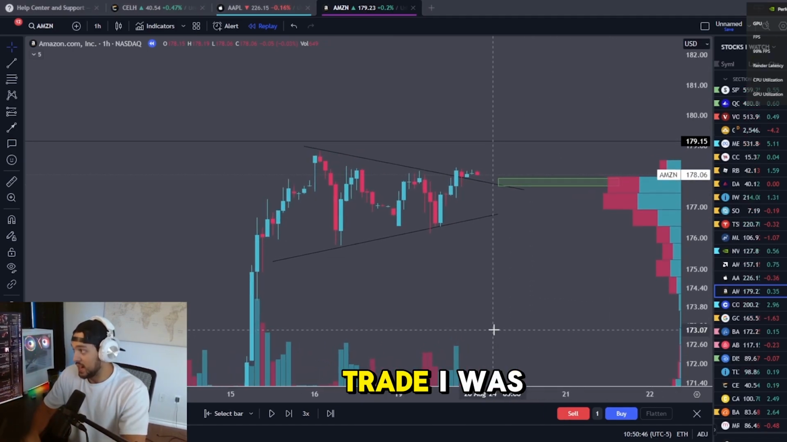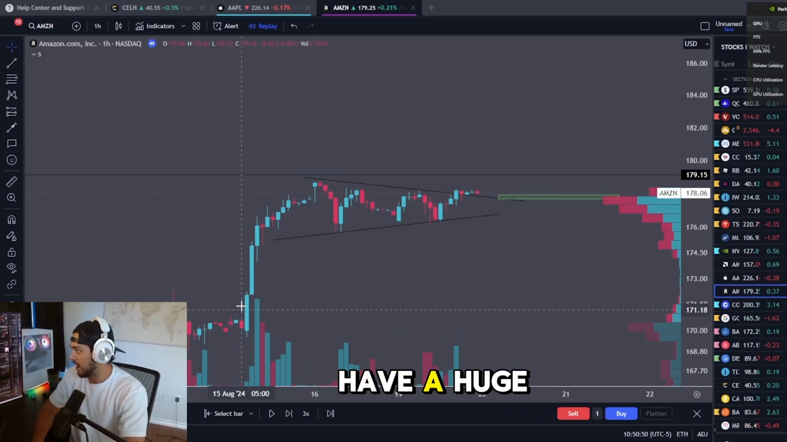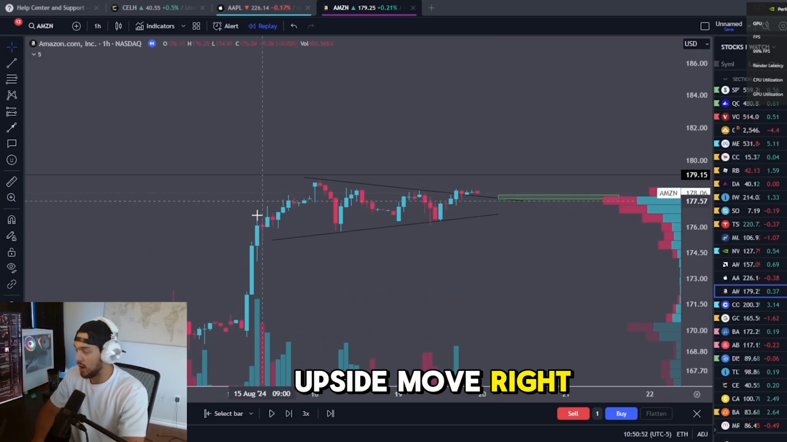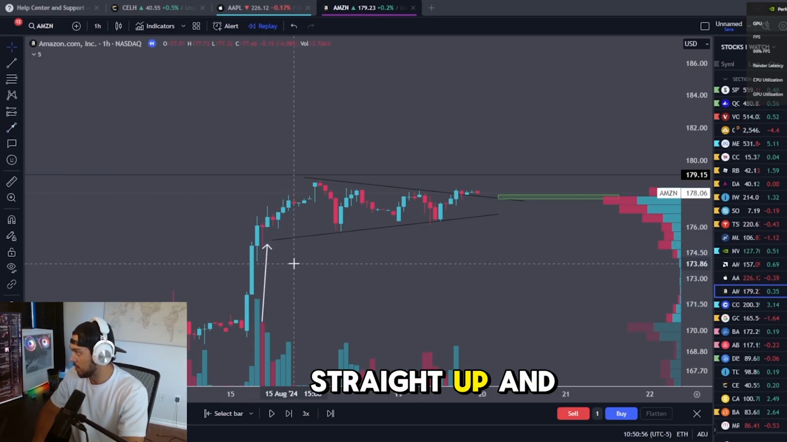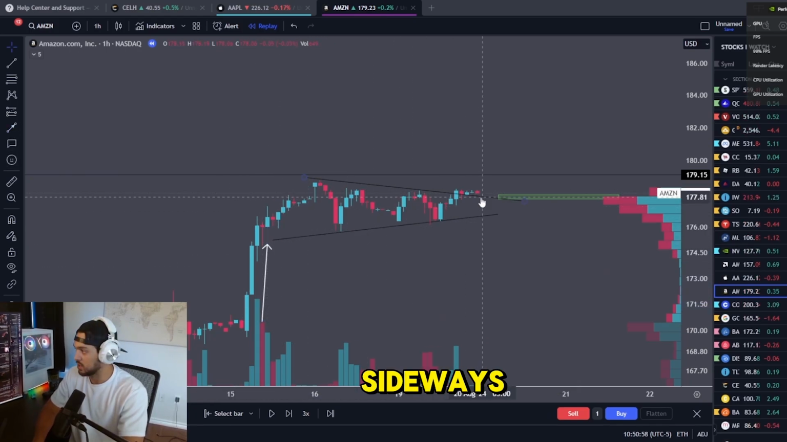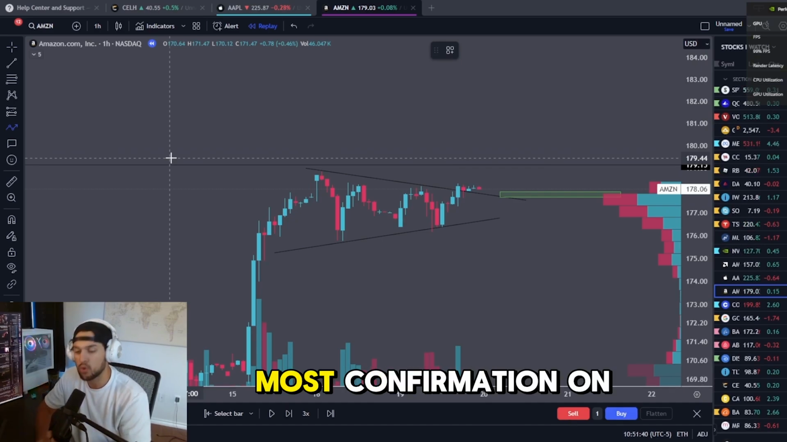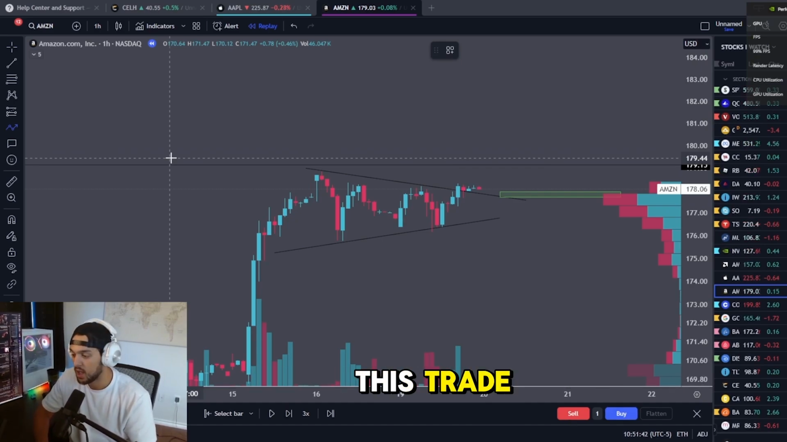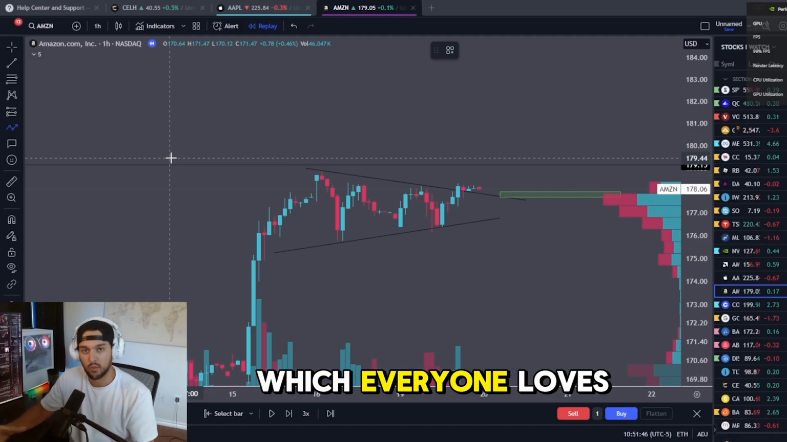So for this trade, I was actually leaning a little bit more bullish because we did have a huge upside move, right? This little pole right here, you can see us move from here straight up, and then we started moving sideways. I'm gonna show you where you want to enter and how you want to enter to get the most confirmation on this trade, so you can maximize your profit and minimize your risk, which everyone loves, right?